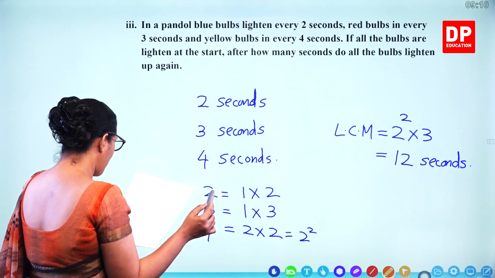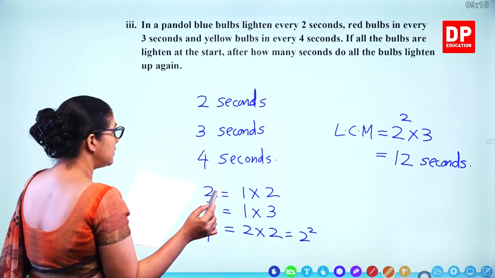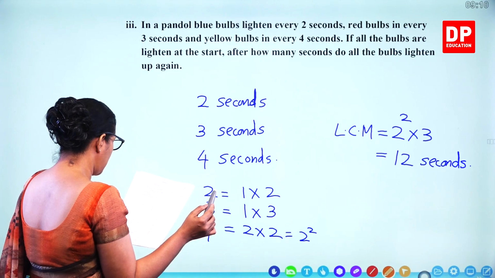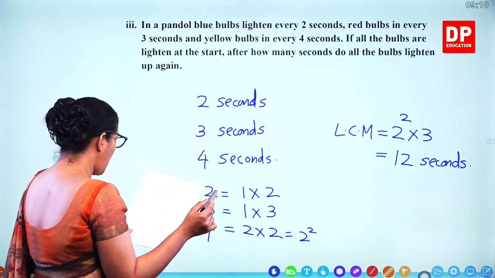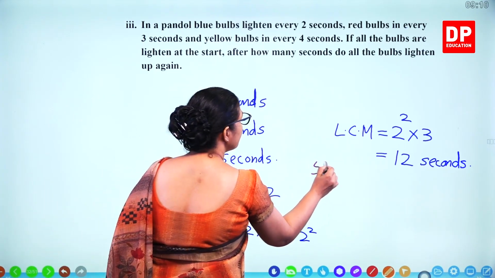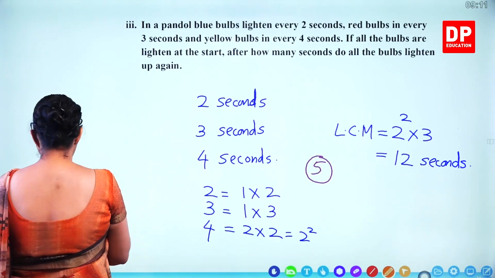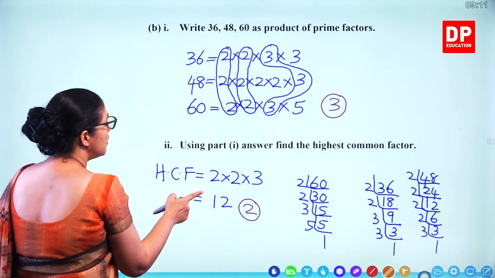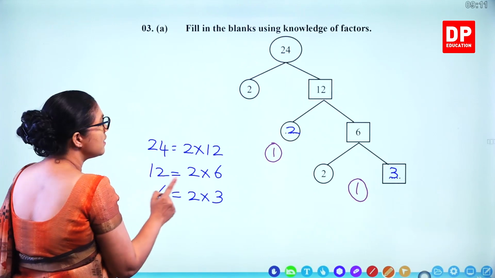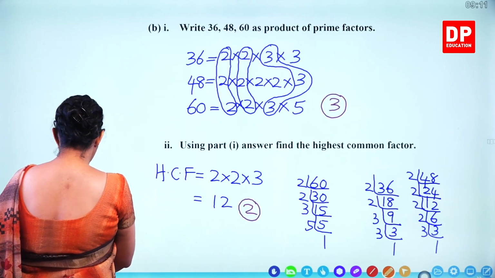So lowest common multiple. So you get 5 marks for that. So 5, 5, 10 and 2, 12 marks.